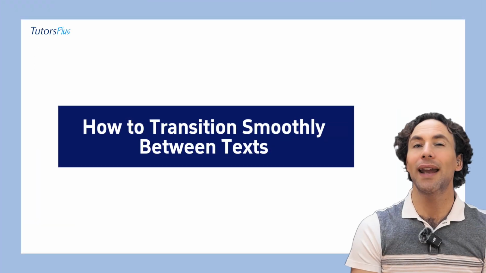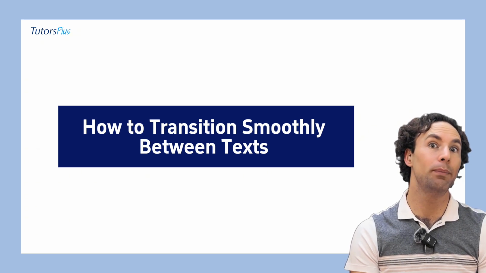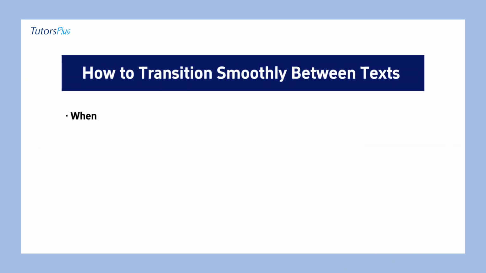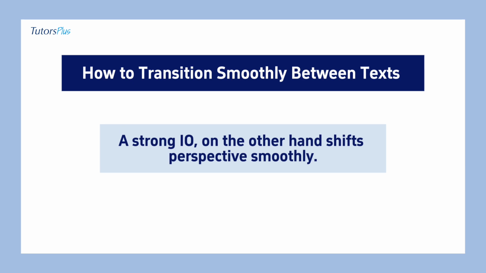And one of the clearest indicators of control in your IO is the transition between your texts. When you switch abruptly, the oral feels disjointed. It jumps suddenly from text 1 to text 2, and the second text becomes repetitive when you compare. A strong IO, on the other hand, shifts perspective smoothly.